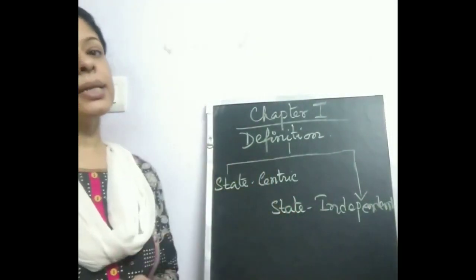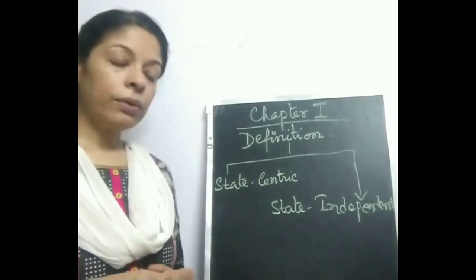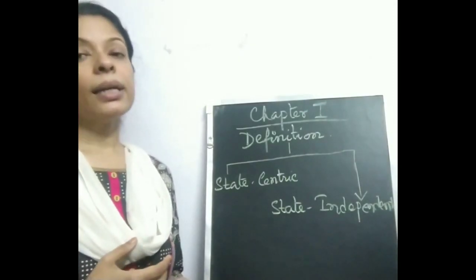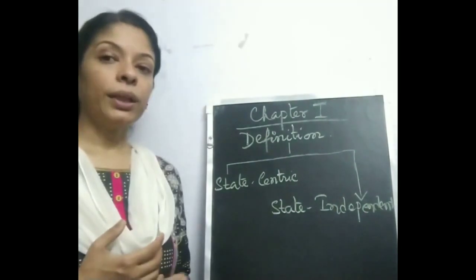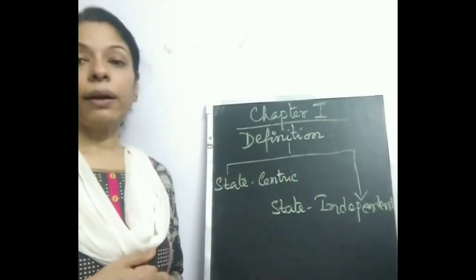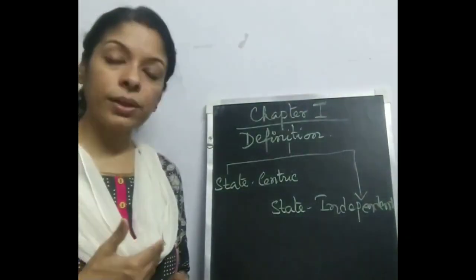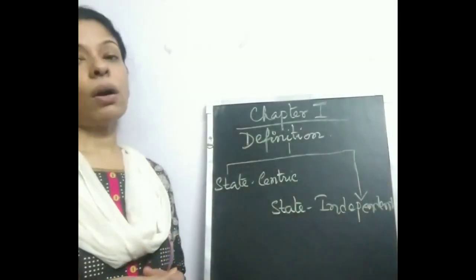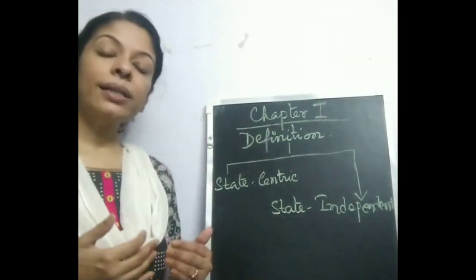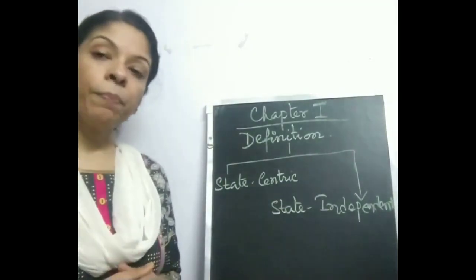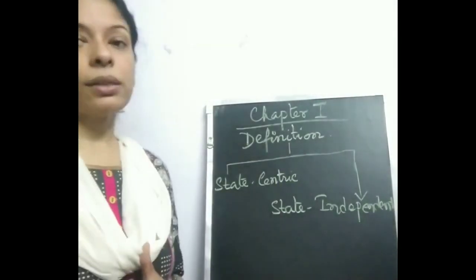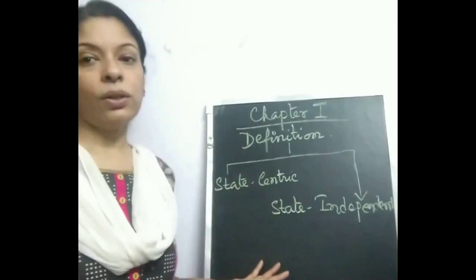First, we will take up the state-centric definitions of political science. Now, from the word state-centric we get the meaning that the definitions center around the state. That is, in some way or the other, the political philosophers and scholars have tried to define political science from the point of view of the state. So, these are called the state-centric definitions. In one way or the other, we get the term state in these definitions.